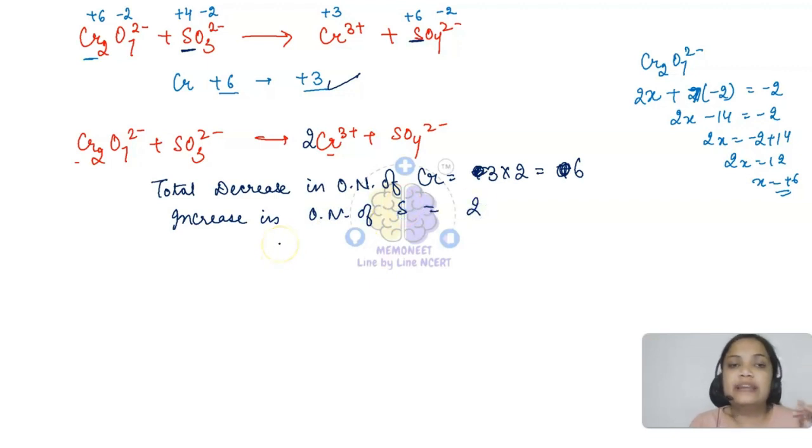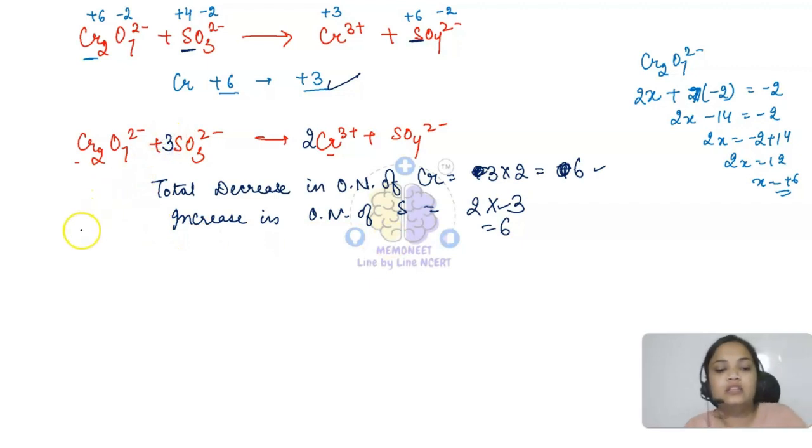So now the next step was that we have to make this increase and decrease equal. How will we make it equal? By multiplying it with 3. If I multiply it by 3, the increase will also become 6. Means I need to have 3 sulfur atoms. Alright, so I will write 3 in front of the SO3 2 minus. Okay, next step, balance the sulfur atoms. So to balance sulfur atoms I will write 3 in front of sulfate ion also.